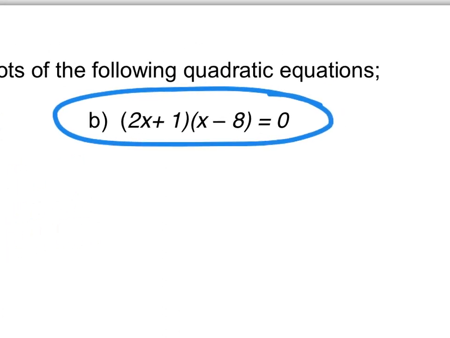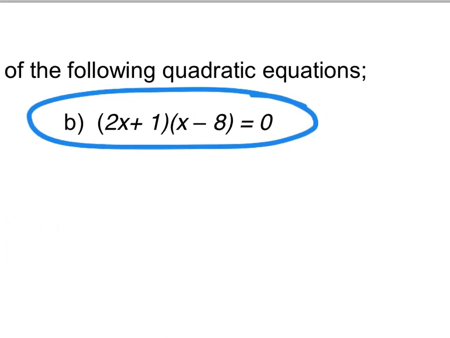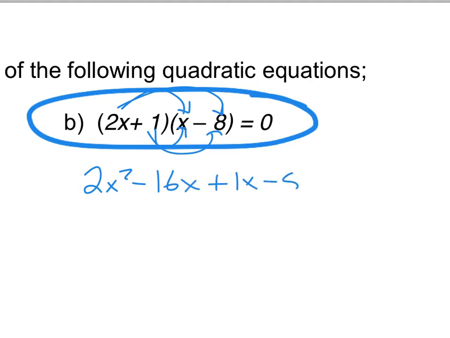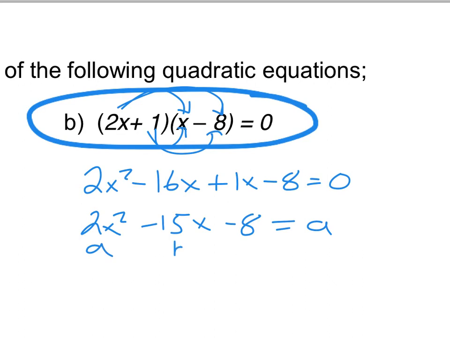Now if you look at this next part over here, you're probably saying to yourself, well, it's got brackets, what am I going to do? Well, we know that we can't deal with brackets, so we have to break them. And we can use this method of FOIL. 2 times x is 2x squared. 2x minus 8 is negative 16x. 1 times x is 1x. 1 times negative 8 is negative 8. Group the like terms together. Negative 16 and positive 1 is negative 15x minus 8. Now I have my A, B, and C, and I can go forward from there.